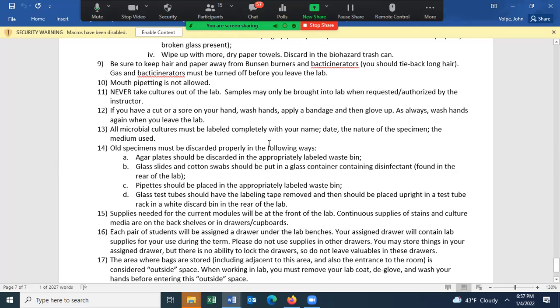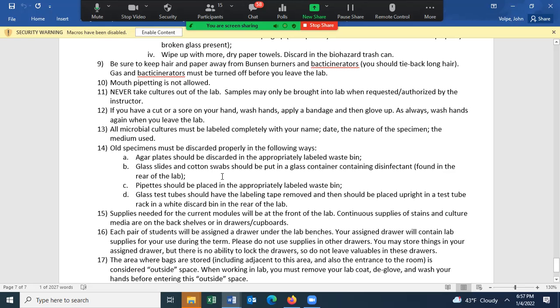All microbiology cultures must be appropriately labeled with your name, the date, the nature of the specimen, like if it's E. coli, write E. coli, and then the medium used. You may optionally put the temperature that you're growing the microorganisms at, but that one is optional. All cultures should be labeled with your name, the date, the nature of the specimen, and the medium.